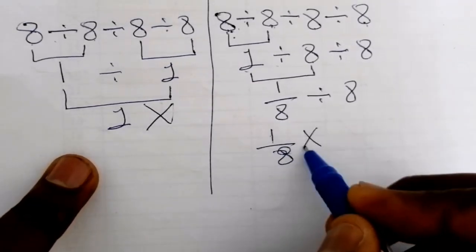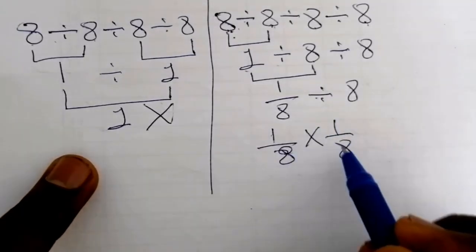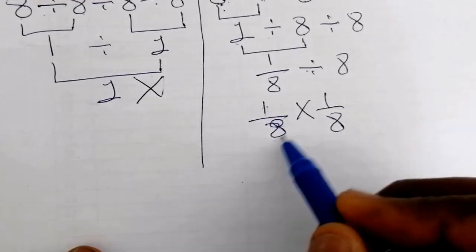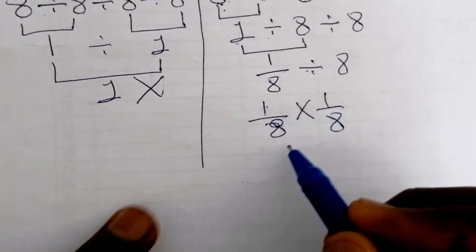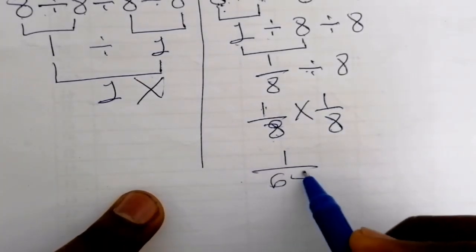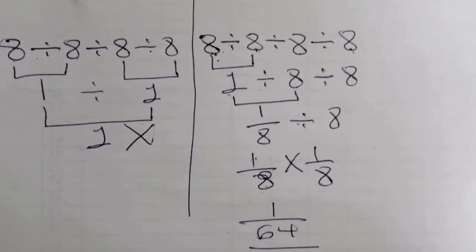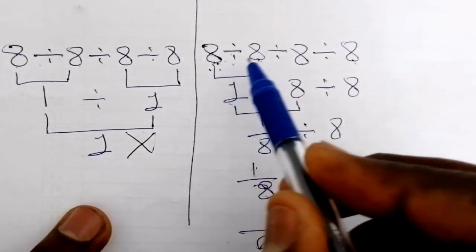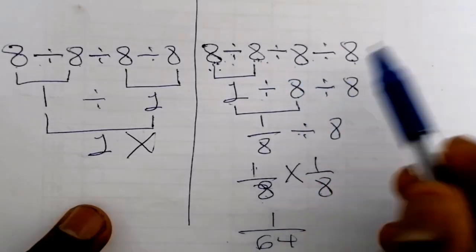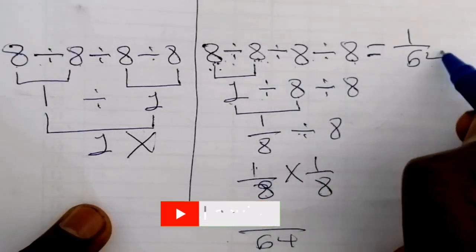1 over 8 times 1 over 8, because division is a reciprocal of multiplication. 1 over 8 times 1 over 8 means 1 times 1, which is 1, and 8 times 8, which is 64. This is the correct answer. Therefore, the correct answer of 8 divided by 8 divided by 8 divided by 8, which equals 1 over 64.